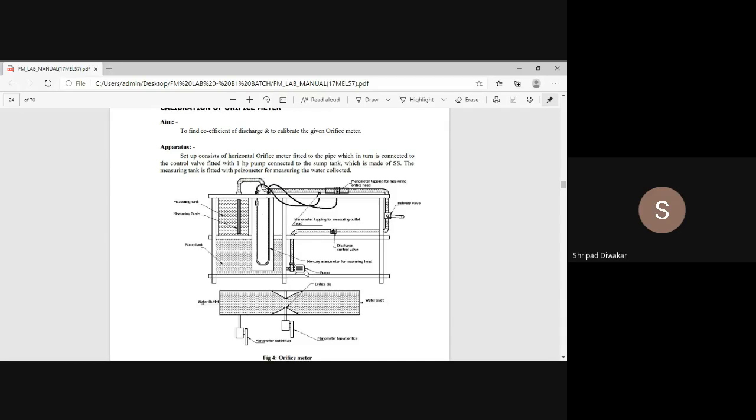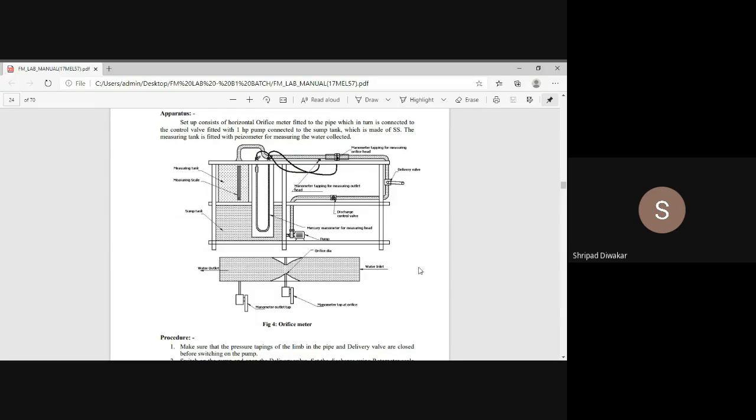Okay, next we are having a pump, and then we are having the discharge control valve. So this is exactly what we are having in the lab, this equipment. Okay, so this is about the sketch, and then you can see below. So this is the orifice meter, and this is the main pipe, and the orifice plate is fixed in between. Okay, this is the orifice, and this one is once again the main pipe.